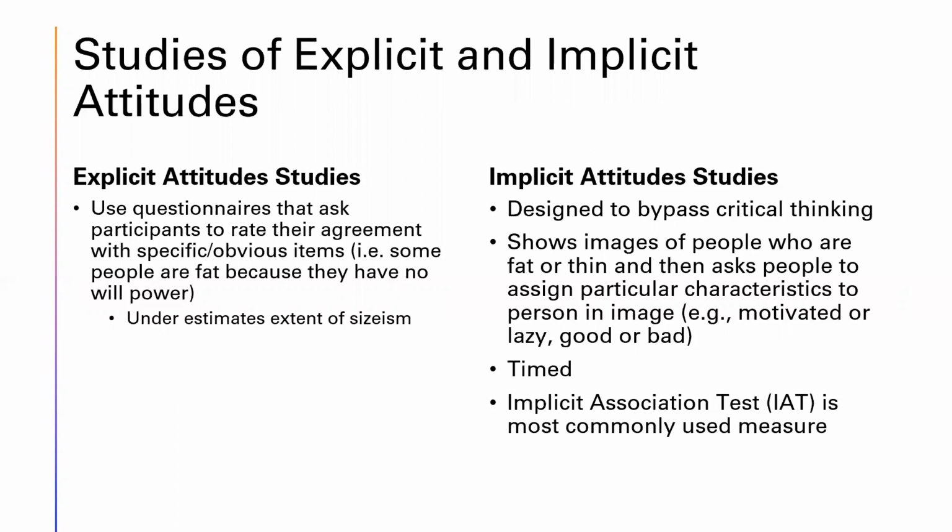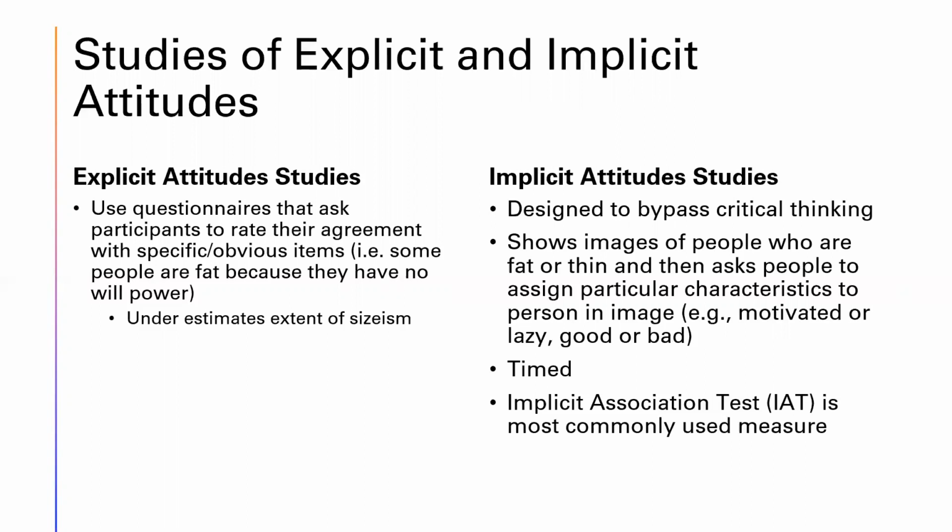So when we think about cases like discrimination and these other negative attitudes, people want to convey that they hold less negative attitudes than what they really do. So folks have not only looked at explicit attitude studies, they've looked at implicit attitude studies. This is basically used to bypass critical thinking.